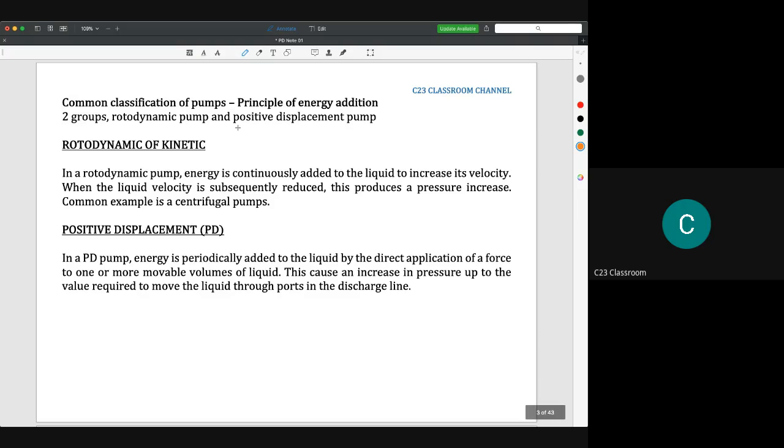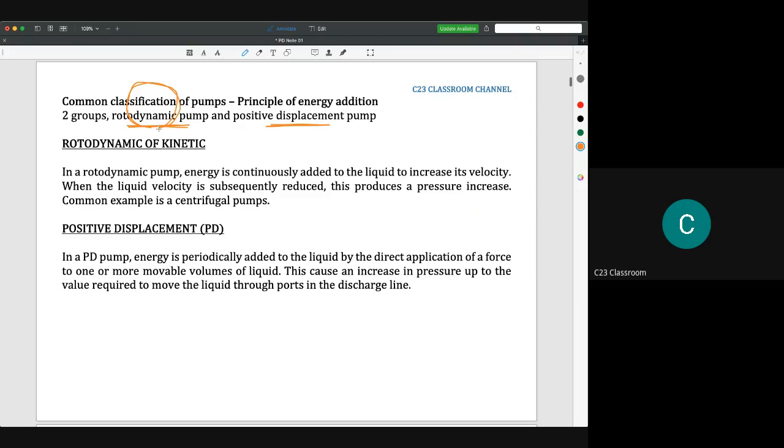Okay, so yang ini yang saya harap awak mula faham bahawa two common classification of pump. Satu dikenali sebagai rotodynamic pump dan satu adalah positive displacement. Okay, cuma di dalam fluid mekanik 1 dan 2, kita yang sebenarnya hanya pergi kepada rotodynamic dan kita spesifikkan lagi jenis pump tersebut adalah centrifugal pump.